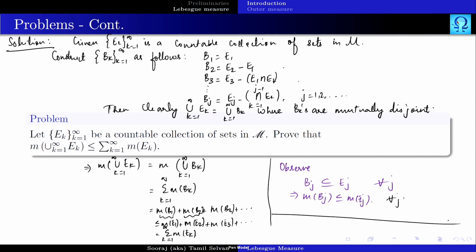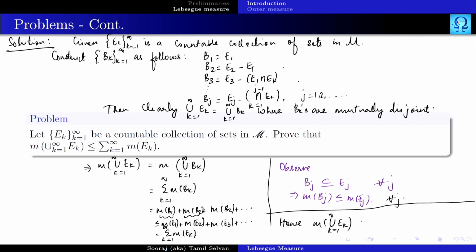So what we conclude is that the measure of the union over k from 1 to infinity of ek is smaller than or equal to the summation over k from 1 to infinity of measure of ek, right? Here, basically ek need not be a disjoint countable collection. Even if it is not a disjoint countable collection, we can always disjointify them. That is what we have seen as a result already. Using that result only, we have proved this problem.